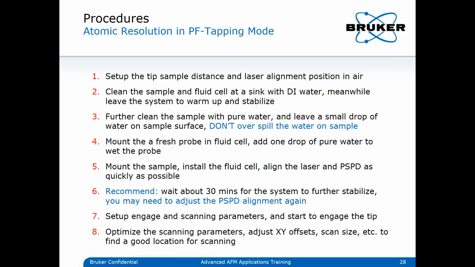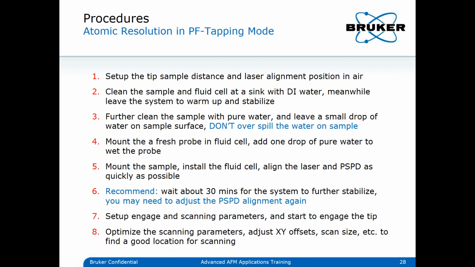So here's again the summary of the procedure for the atomic resolution in tapping mode. You have to set up the tip sample distance and the laser position in air, makes your life easier. You clean the sample and fluid at a sink with deionized water or molecular water, depends on you. Meanwhile, leave the system to warm up and stabilize. Further clean the sample with pure water and leave a small drop of water on the sample surface. You shouldn't spill the water on the sample, so just a small drop.